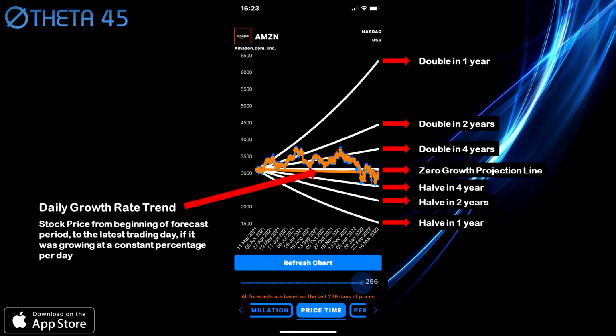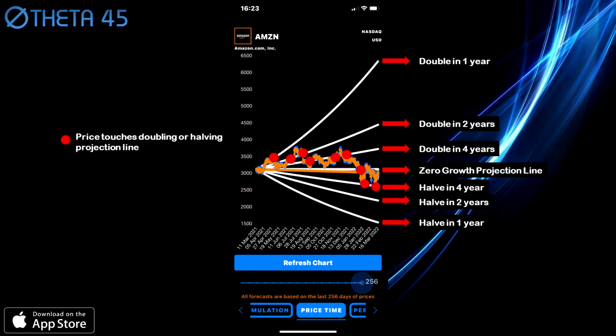If the orange daily growth trend is in line with one of the doubling or halving projection lines, then the stock is currently growing at a constant percentage rate to double or halve in value in 1, 2, or 4 years. If the price touched any of the projection lines during the selected timeline, then it was on course to double or halve in value in 1, 2 or 4 years.